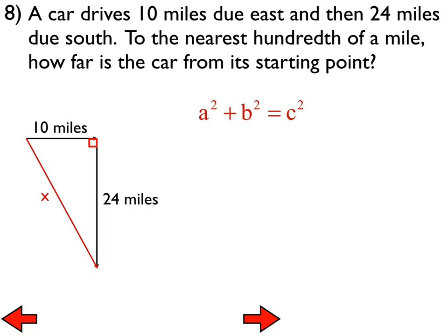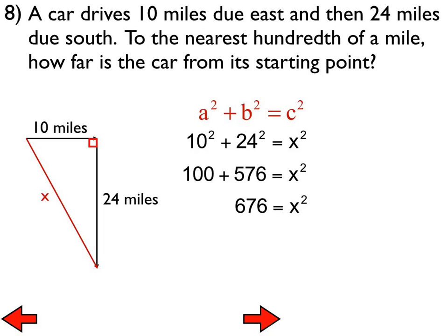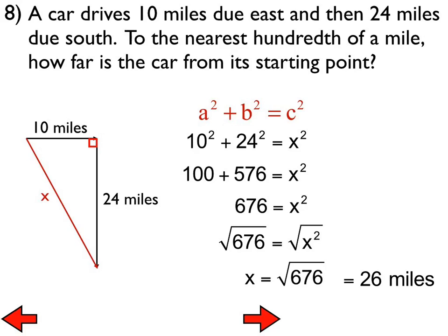All right, utilizing the Pythagorean theorem, if you didn't see that this was based on a Pythagorean triple, you could just use the Pythagorean theorem. 10 squared plus 24 squared is 100 plus 576. That's 676. Take the square root of both sides, and that is 26. So it is 26 miles from the starting point to the end point. All right, let's continue on.